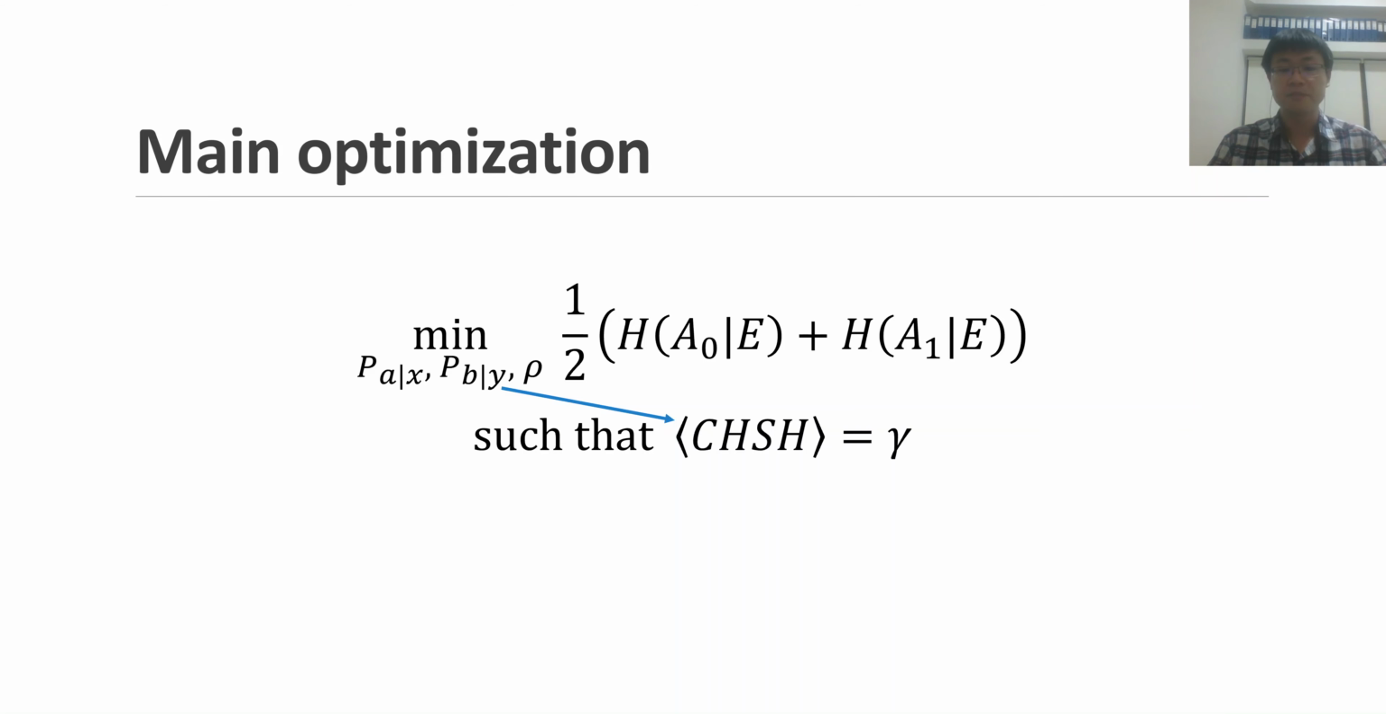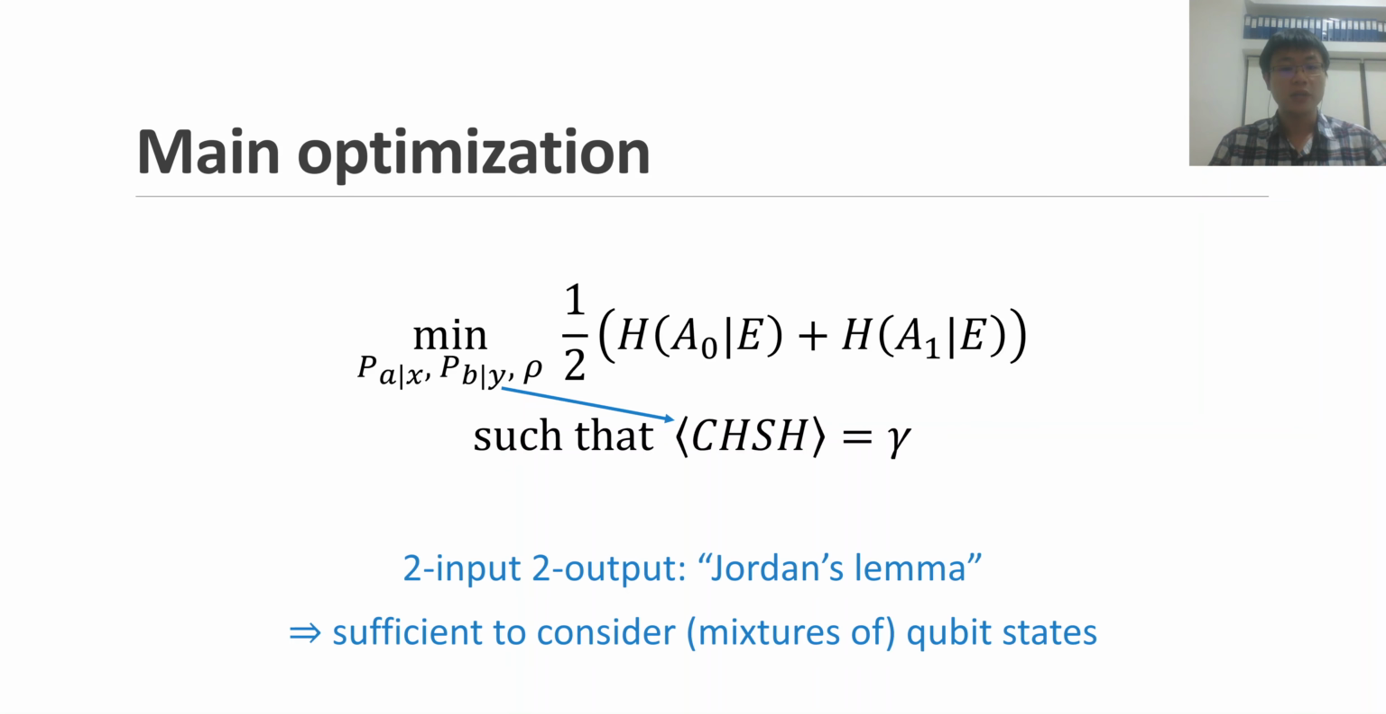At first, this might seem like a pretty challenging problem to solve because you are doing an optimization over the states and the measurements. Plus, in addition, we do not know even the dimensions of the systems. But since for this work we focus on the CHSH inequality, which has only 2 inputs and 2 outputs, we can use a result sometimes known as Jordan's lemma, which essentially reduces the analysis to qubit states. So the dimension is bounded, apart from a small technicality about taking convex mixtures at the end of the argument.